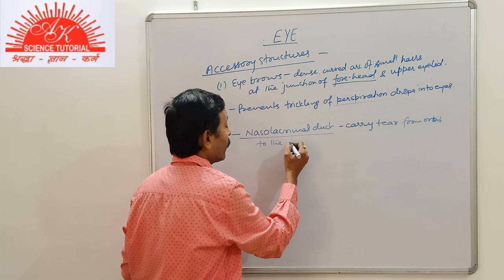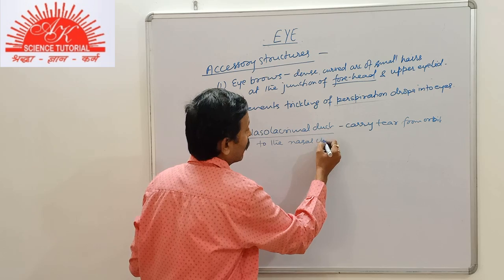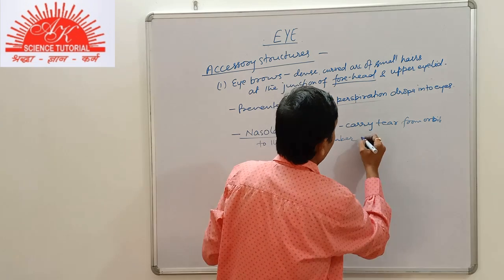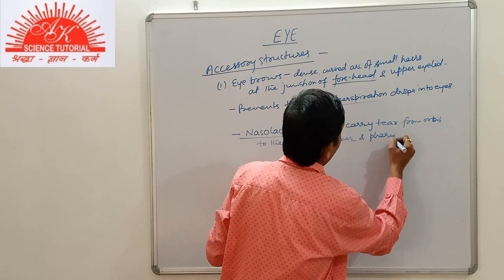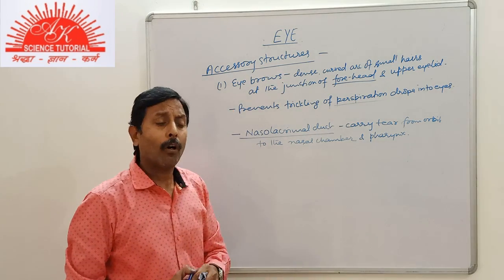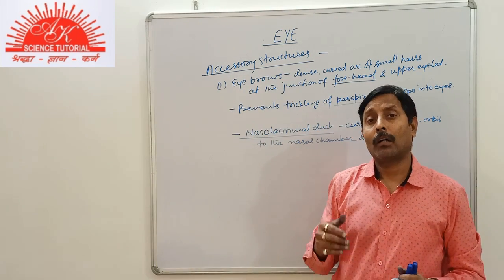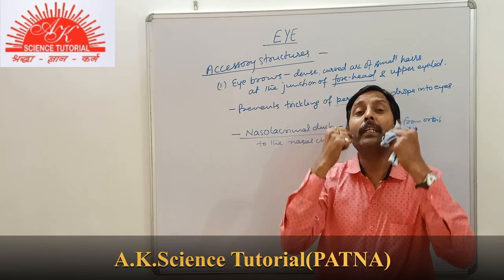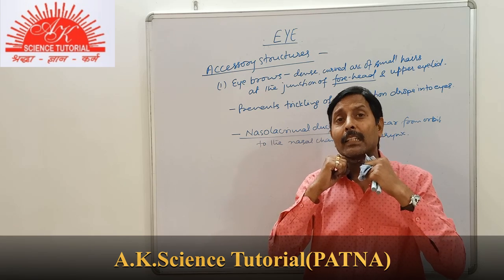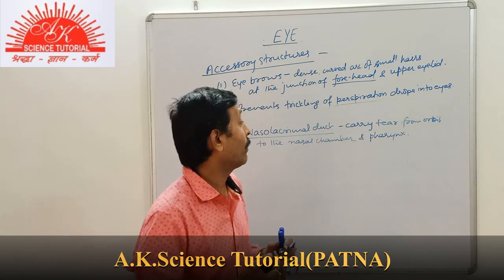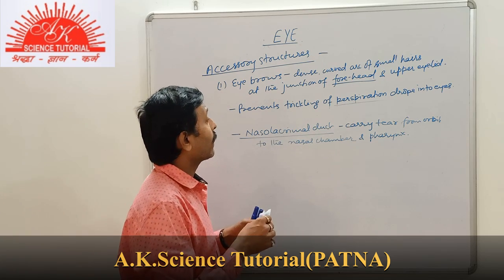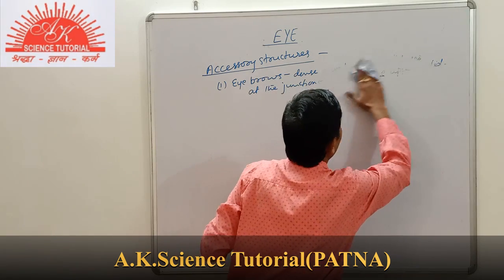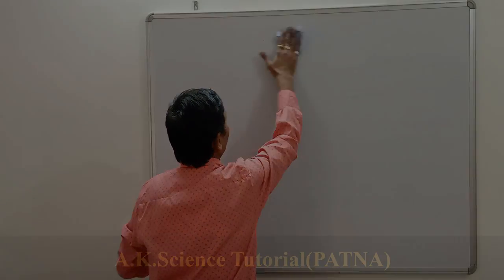to the nasal chamber and pharynx. You have often experienced that, suppose when we use some eye drops, then it will reach our pharynx, and its taste can also be received by us. So this is the duct that carries tear from orbit to the nasal chamber. So students, these were the different accessory structures.